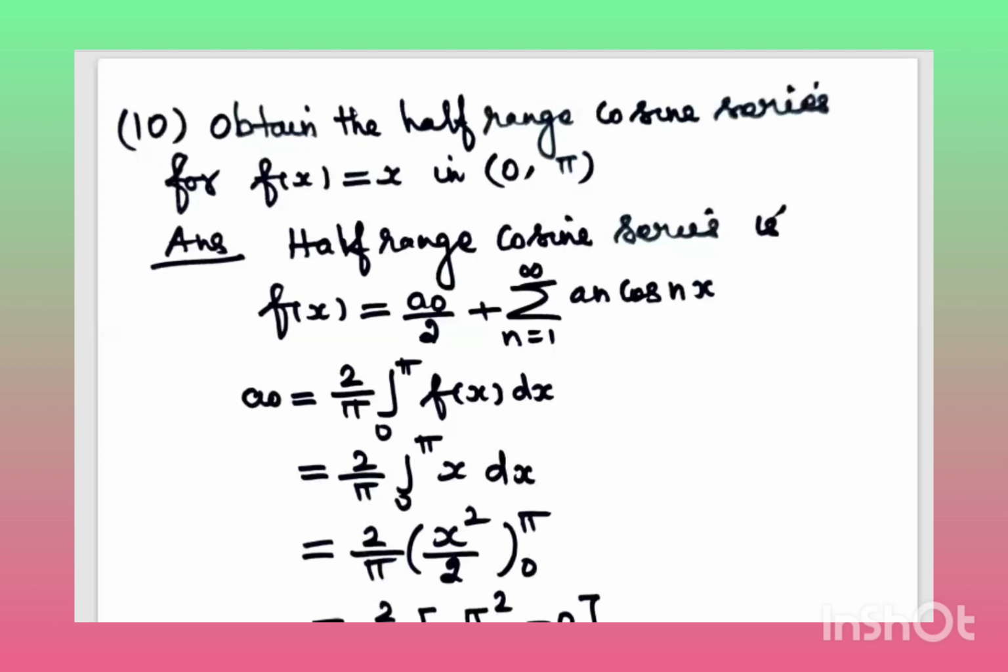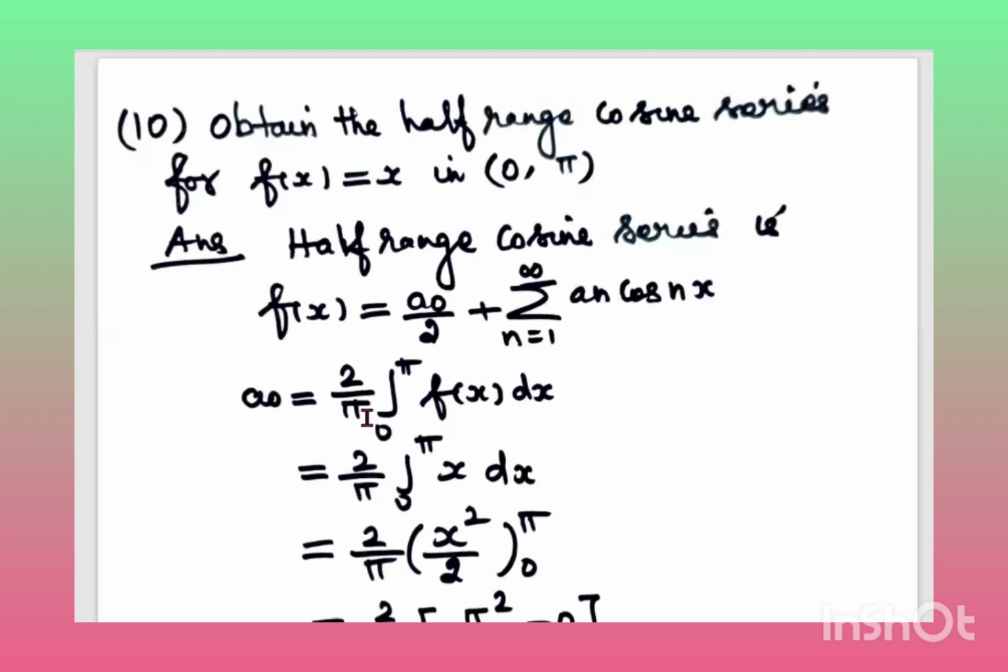Obtain half-range cosine series for f of x is equal to x in the interval 0, pi. Answer: the half-range cosine series is f of x is equal to a0 by 2 plus summation n equal to 1 to infinity an cos nx. So we have to find the values of a0 and an.